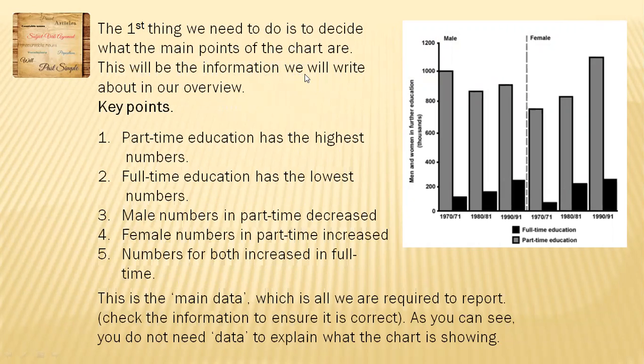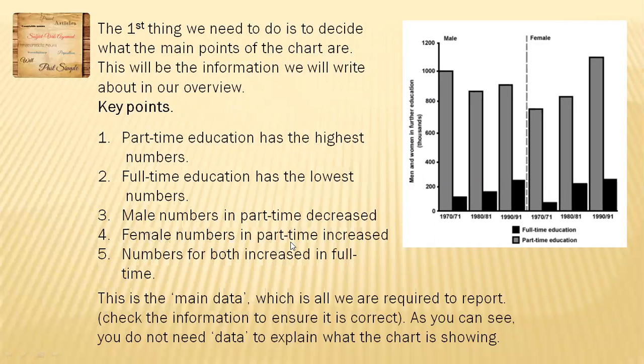This will be the information we will write about in our overview. So here are some key points. Part-time education has the highest numbers. Here is part-time education. Here is full-time education. Full-time education has the lowest numbers. Okay, so those 2 things are very clear. Male numbers in part-time decreased, even though it went down there, from there to there. Over the whole period, they decreased, sorry. Male.